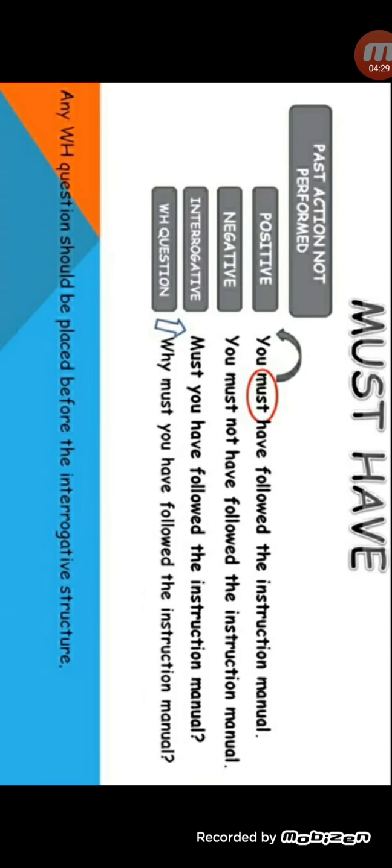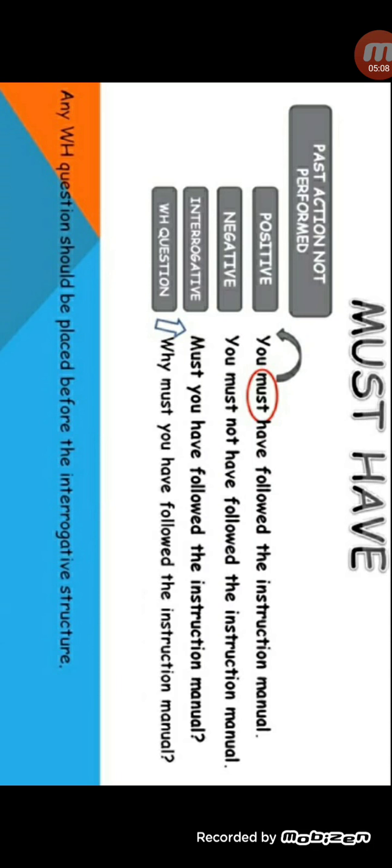Must have is used when a past action is performed. When your sentence is positive, you write, you must have followed the instruction manual. Right? Must is written after your subject, and after that, a verb follows. So normally you can say, auxiliary verbs are written ahead of your main verb, right? We have done this previously.